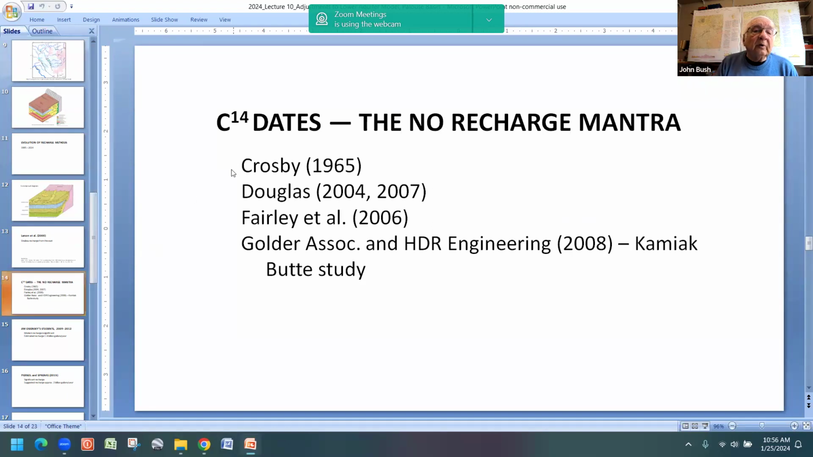Earlier, back in 1965, Crosby had pointed out, using some carbon-14 dates, that the water was old, suggesting the water in our basin was all Pleistocene. Douglas, 2004, 2007, very good analytical work, duplicated Crosby's information, suggesting that all the water is old, we're not getting much recharge.